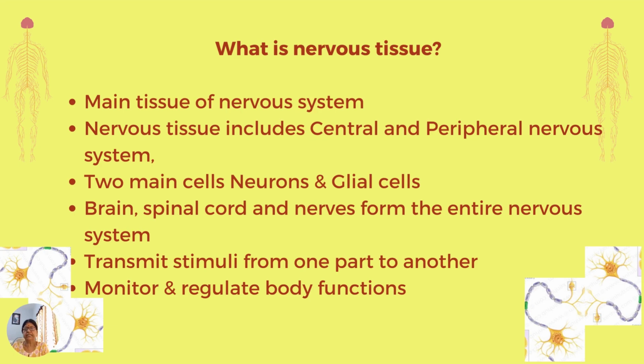Nervous tissue forms the entire central nervous system and peripheral nervous system in your body. Nervous tissue contains two distinct cells, neurons and glial cells. Nervous or nerve tissue is the main tissue of our nervous system. Brain, spinal cord, and nerves are composed of nervous tissue. They are specialized for being stimulated to transmit stimulus from one part of the body to another rapidly. They monitor and regulate the functions of the body and provide nutrients to neurons.